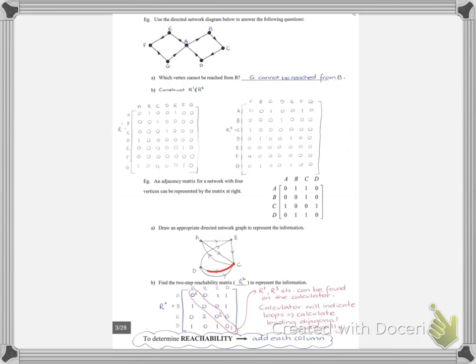So we're reaching from C towards B, and that's one of the ways, and we can reach from C to B another way. So in our 2-step reachability matrix we put a number 2 showing that we can reach from C to B. Remember, B is being reached. Reachabilities are based on the columns here.